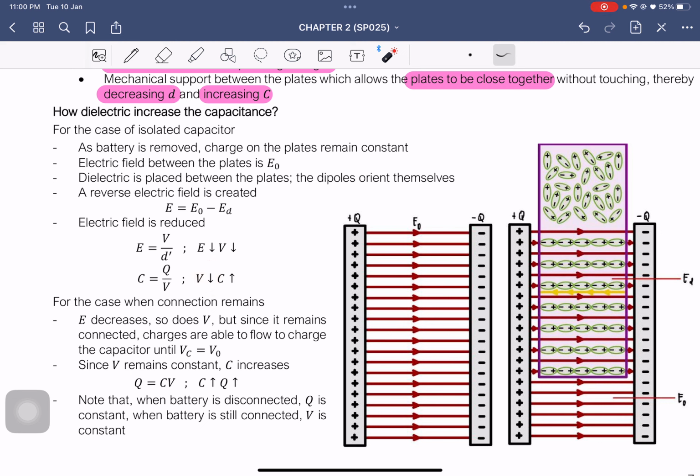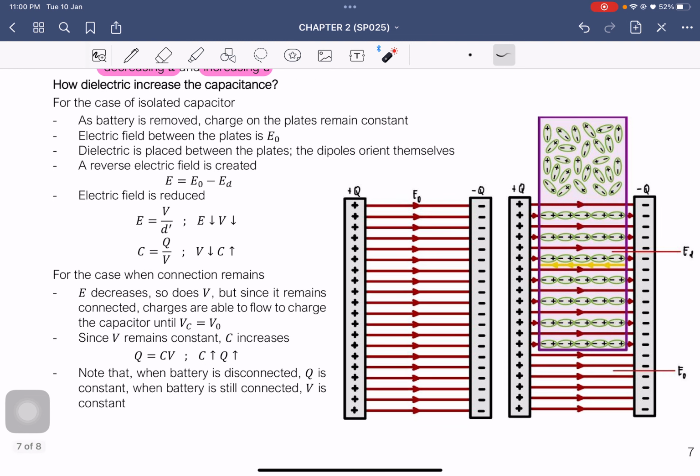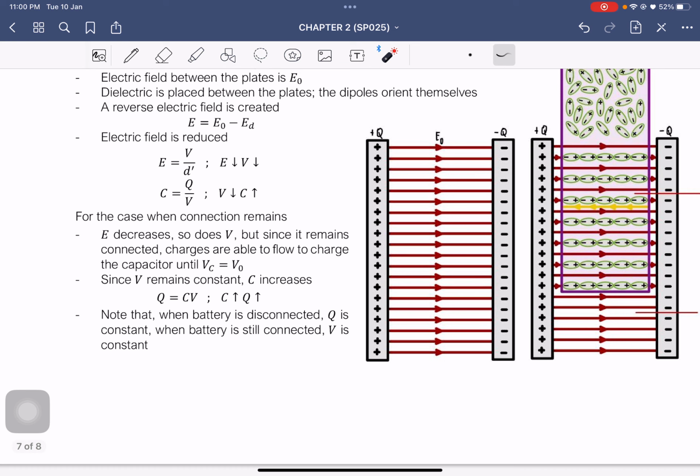So that is how the dielectric increases the capacitance of the capacitor. Okay. For the case when the connection still remains, the electric field will decrease, so does the voltage. But since it remains connected, the charges can still flow until the voltage across the capacitor equals the voltage of the power supply. Since the voltage remains constant, the capacitance will increase because the charge is also increasing.